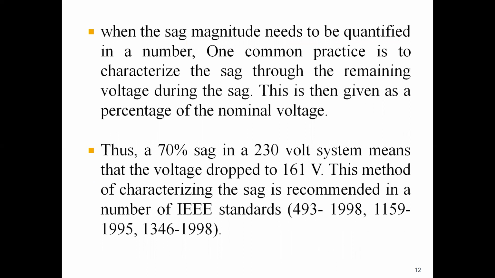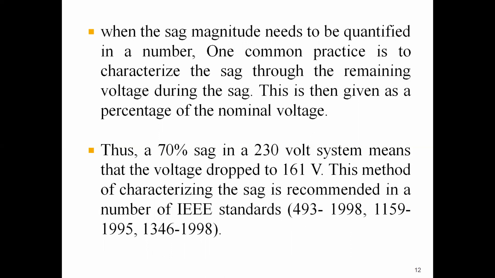When the sag needs to be quantified in a number, one common practice is to characterize the sag by the remaining voltage during the sag. A 70% sag in a 230 volt system means the voltage has dropped to 161 volts. That means 230 times 70 divided by 100, or 0.230 times 0.7, which is 161 volts. So this is the simplest way to quantify a sag.